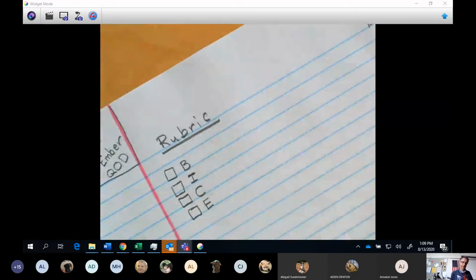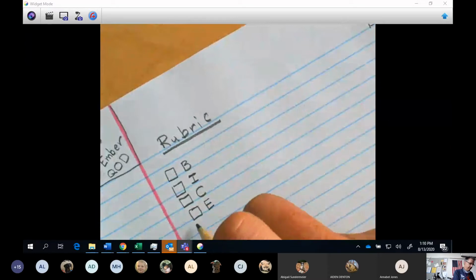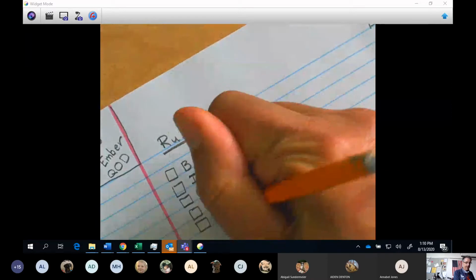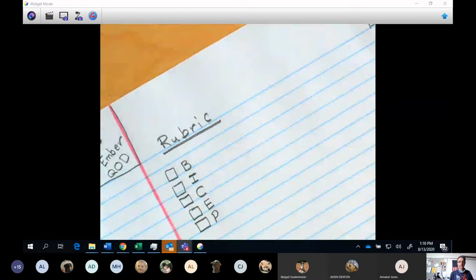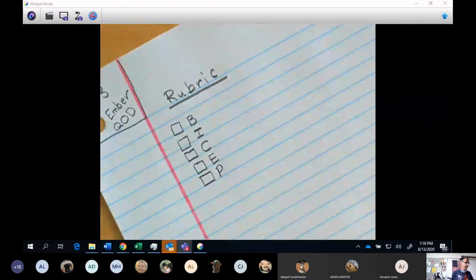So we're almost there. Got a few more to add in here. After the E, we're going to put the letter P. So we got bicep. We need one more letter.